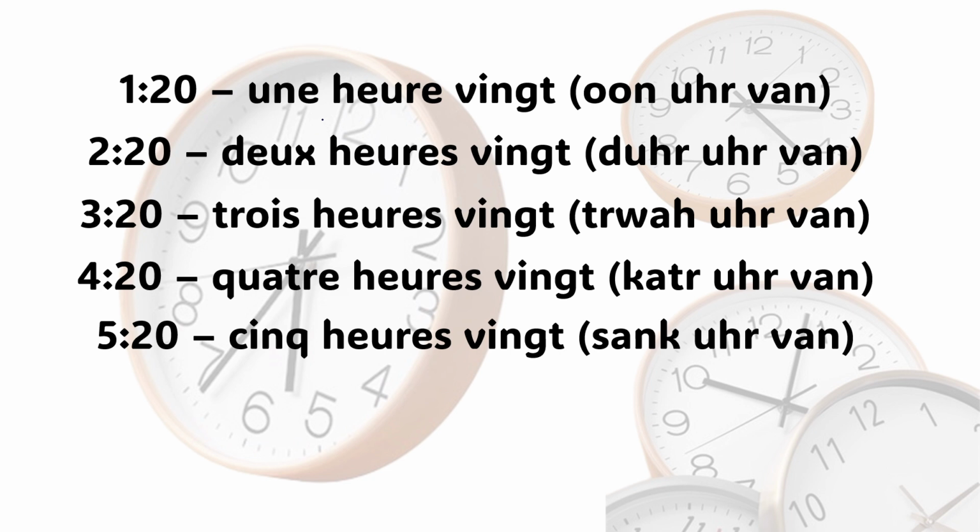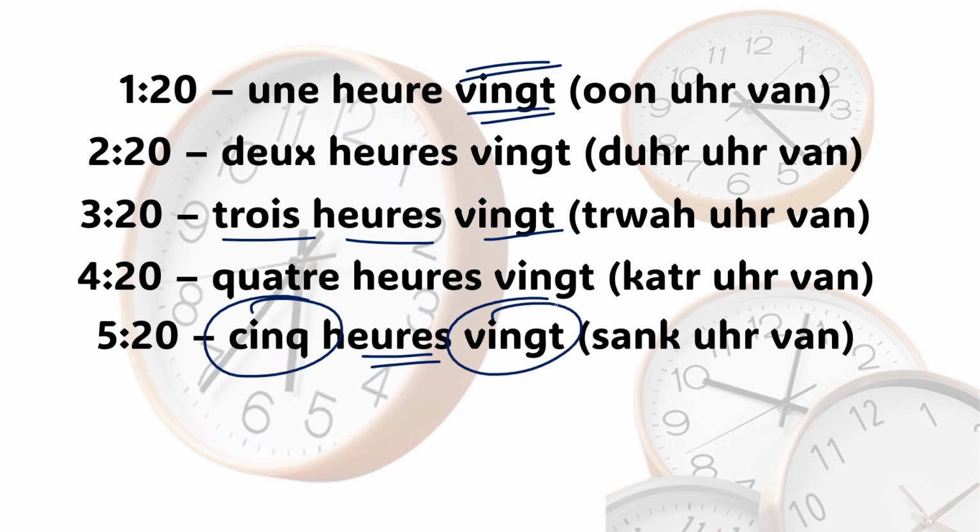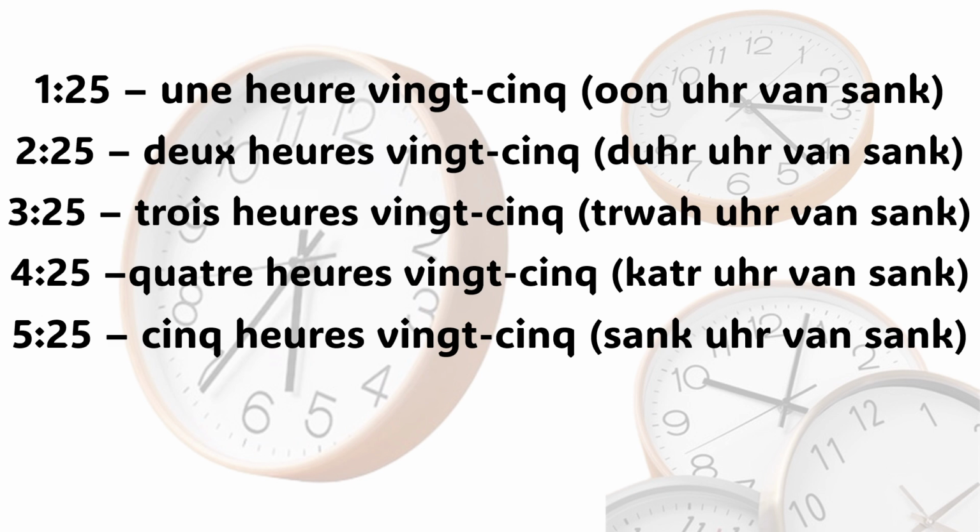Next is 1:20. That is une heure vingt. This is the spelling, take care of it. That is 1:20. Next is deux heures vingt. Trois heures vingt is the next one. Next is quatre heures vingt, that is 4:20. And the last one is cinq heures vingt, which is 5 hours 20 minutes. So depending upon the numbers that we have seen earlier, you can give the correct answer.